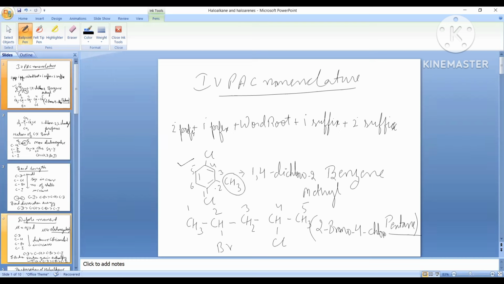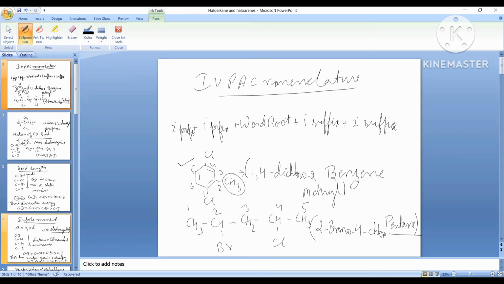This is the benzene thing. We will start numbering from here: 1, 2, 3, 4, 5, 6. There are two groups, chloro and methyl. So at the 1st and 4th positions there are two chloro, and at the second position methyl, and this is benzene, and this will be the name of this structure.